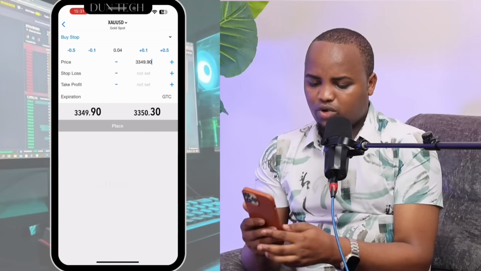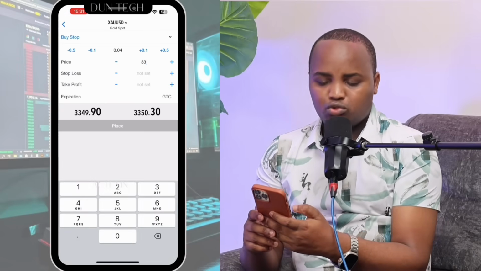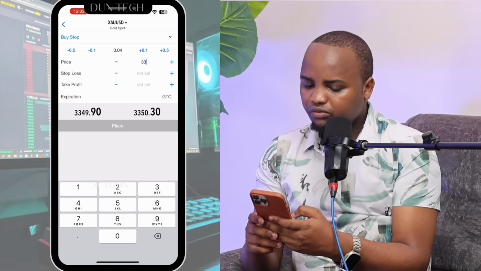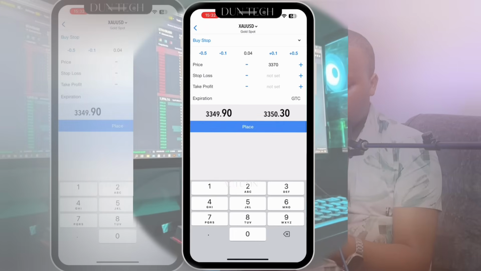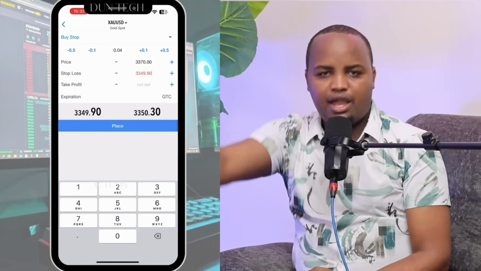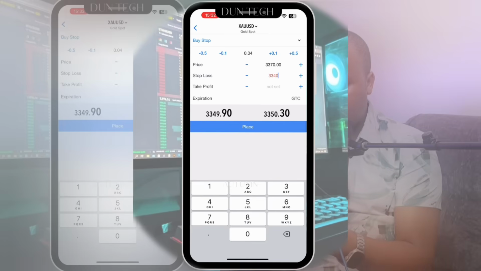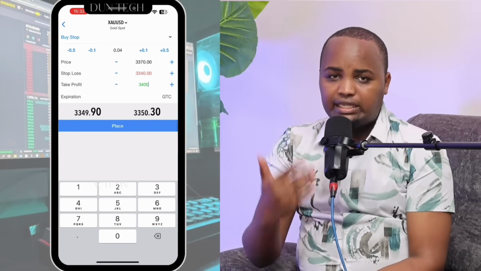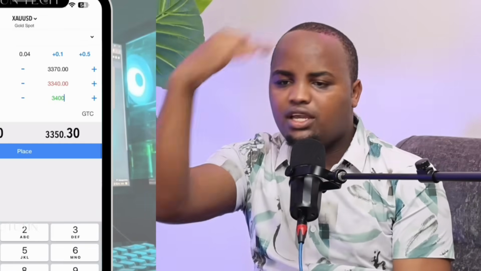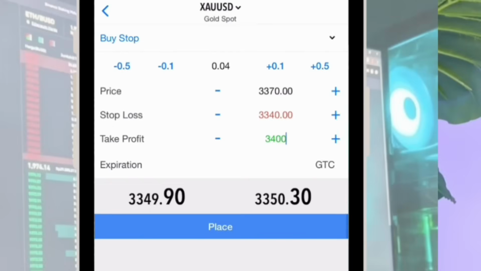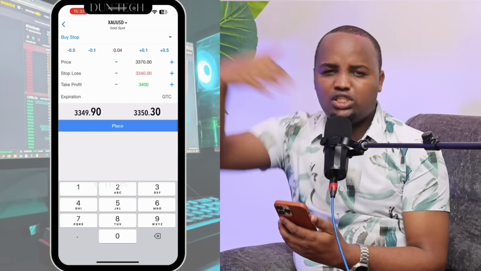Now look at this. On buy stop, you can put these prices, and I want you to practice this with your phone. When you put a buy price, for example, I put 370, that means it's like buying, but you are buying at a higher price. The stop loss here can be like 340, and the TP has to be higher, like 34. That is the use of buy stop. You are predicting that when the price hits the level you want, here 370, the price is going to continue moving up.